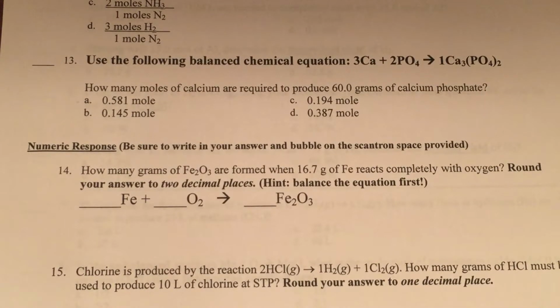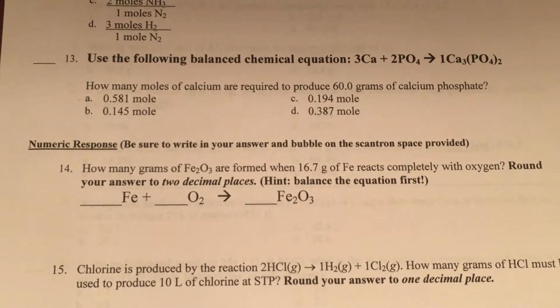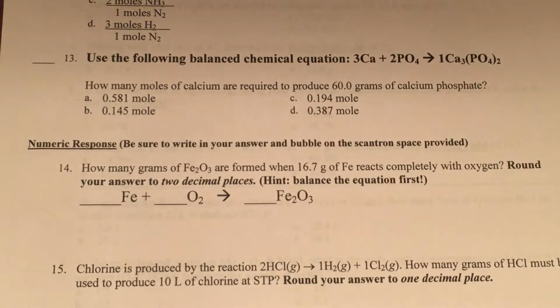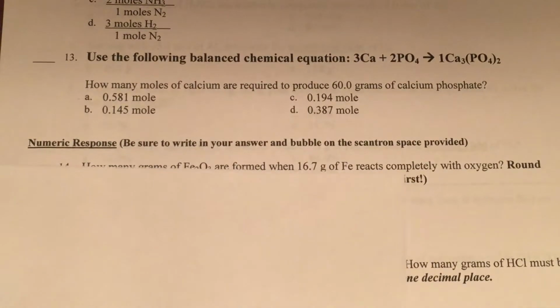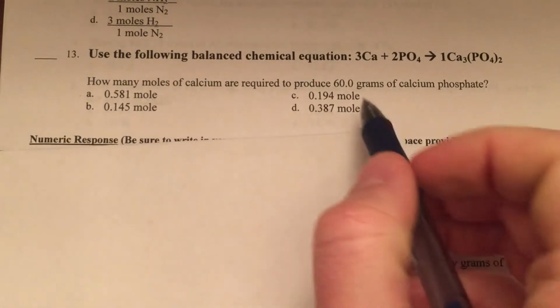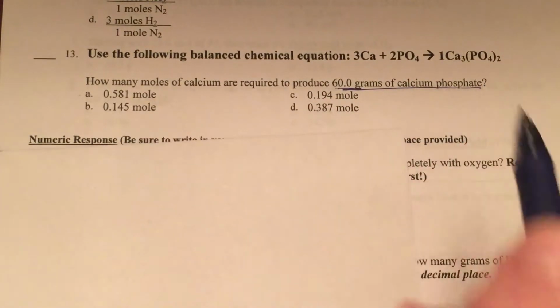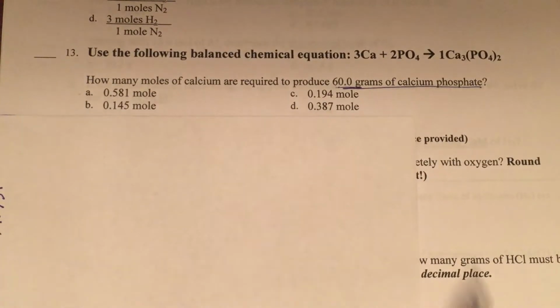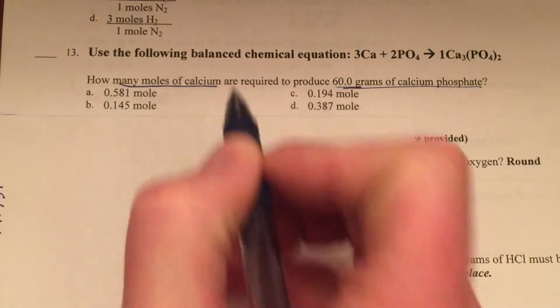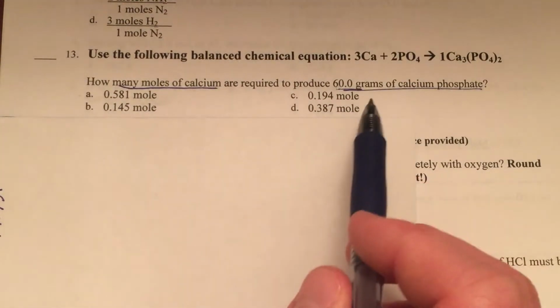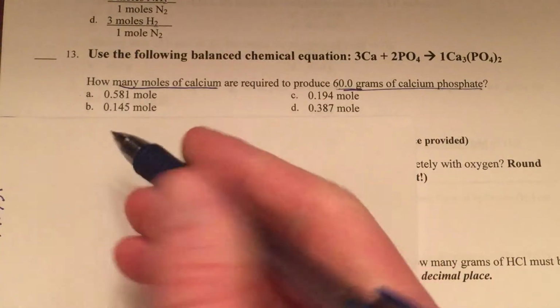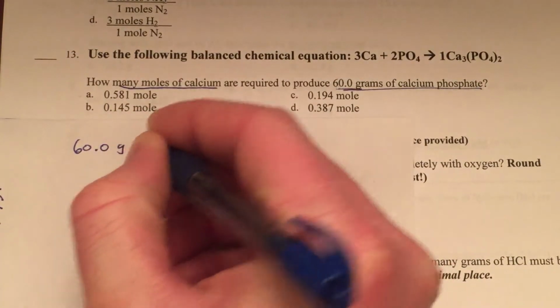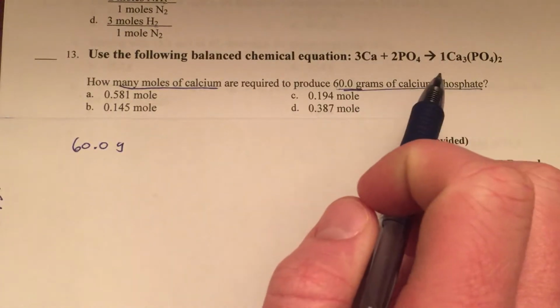Okay, so question 13. Use the following balanced chemical equation and answer: how many moles of calcium are required to produce 60 grams of calcium phosphate? Well, first of all, you're going to need to start with what's given to you. So you're given 60 grams of calcium phosphate, and then it asks how many moles of calcium are required. So you want to find out how many moles of calcium. So I'm going from grams to moles. I'm going to start with what I was given first, which is 60 grams of calcium phosphate.